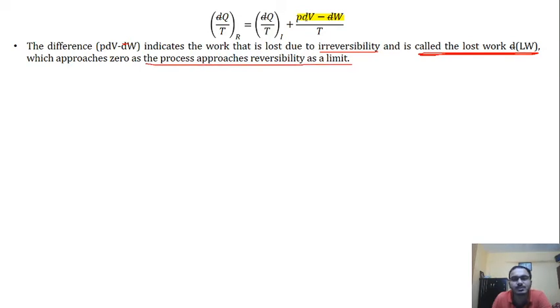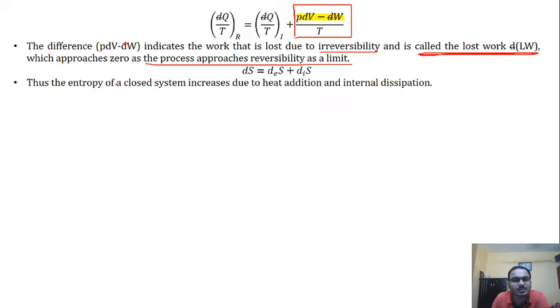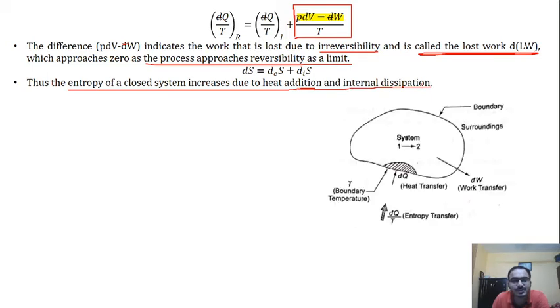So if this term becomes 0, then the reversible entropy transfer will be equal to the irreversible entropy transfer, that is, this part will also become reversible. So whenever irreversibility is present, such an additional term is always present, known as the lost work part. Now again we are repeating this: dS is equal to dS_e plus dS_i. Thus the entropy of a closed system increases due to heat addition, that is the first part, plus internal dissipation. Now we will focus on this figure.